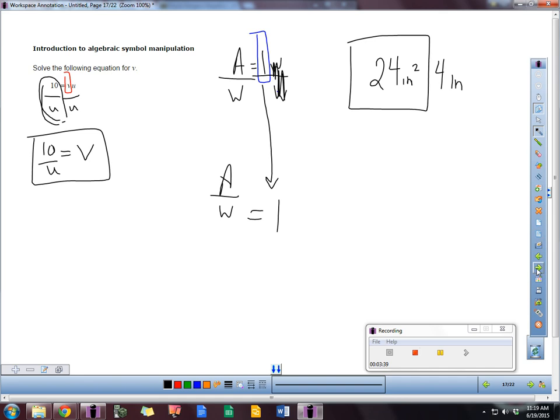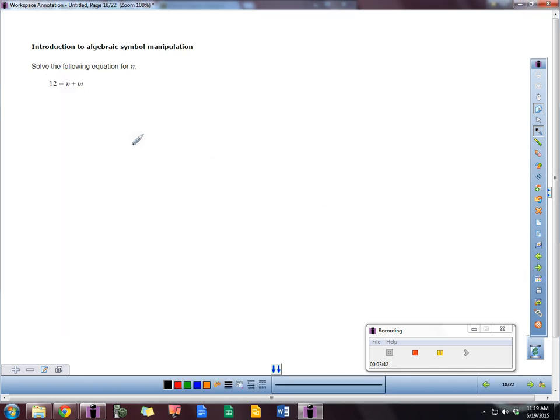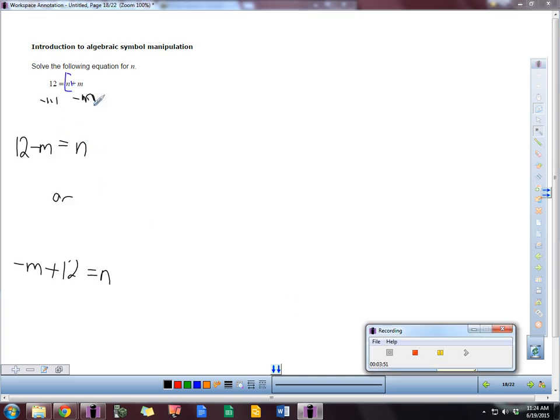Go ahead. Let's take a look at this next example here. We're trying to solve the equation for n. So go ahead, try to get n by itself, and let's see what the final answer is. All right, so here we go, guys. We know that we're trying to get n by itself.